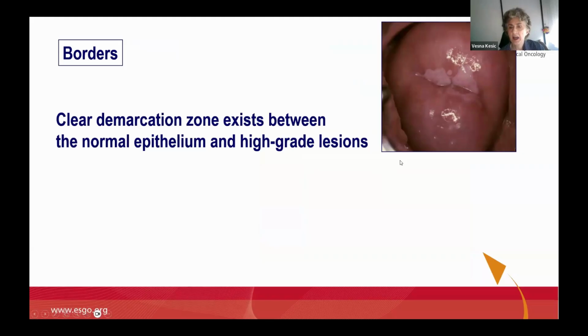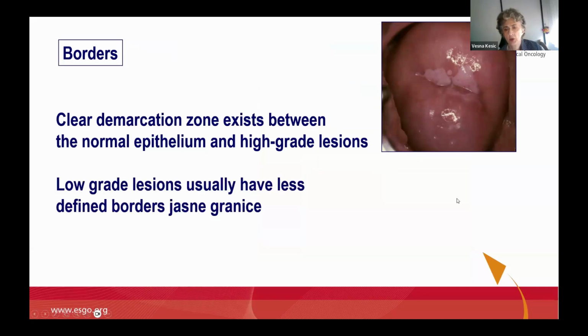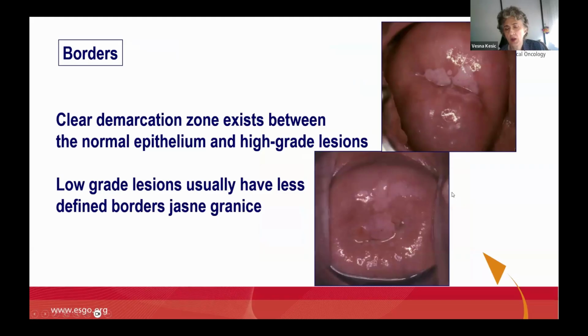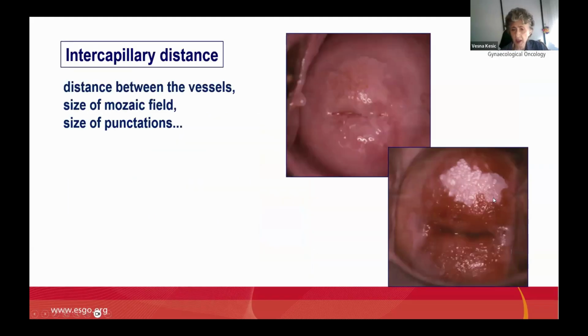Borders. In high-grade lesions, there is always a clear, defined demarcation zone between normal epithelium and the lesion, while low-grade lesions have less defined borders, which we sometimes call geographical. They are not linear. This is also one of the components which can help us to make the distinction.